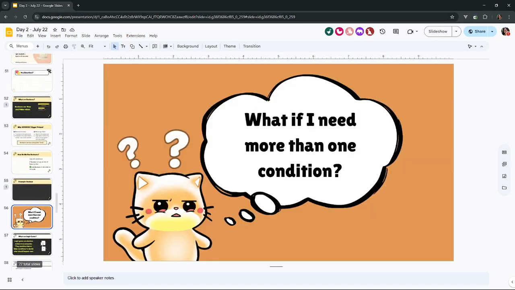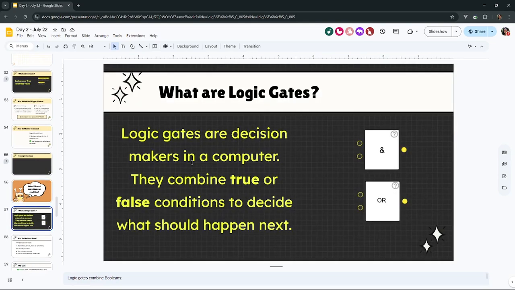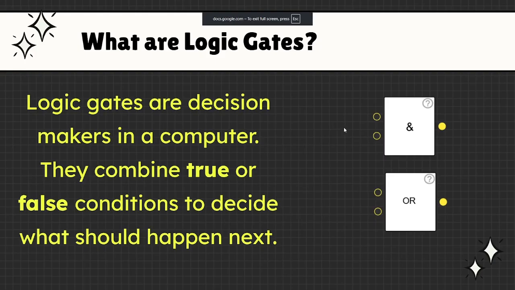Okay, so we're going to briefly go through what logic gates are. Logic gates are the decision makers of a computer. They combine true and false conditions to decide what should happen next. We have 2 logic gates on Elementary, just 2: the AND gate and the OR gate. In reality, for computer science, you have many more gates, the XOR, XAND, XNOT. But for our purposes, AND and OR are already good enough.